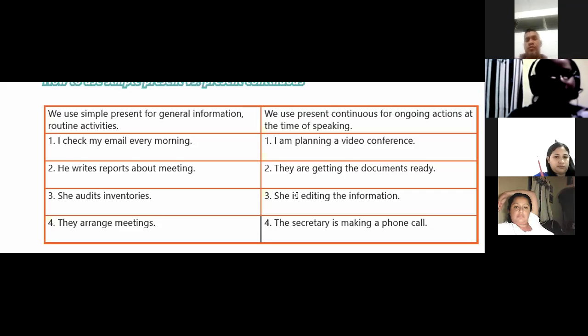Number four on this side, it says they arrange. They arrange meetings, arreglan, or organize, right? Something like organize. Arrange. Okay, gracias.